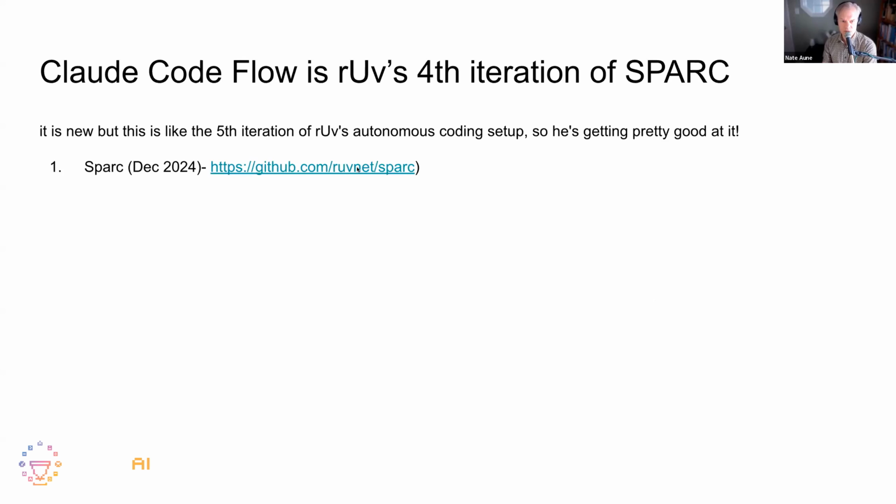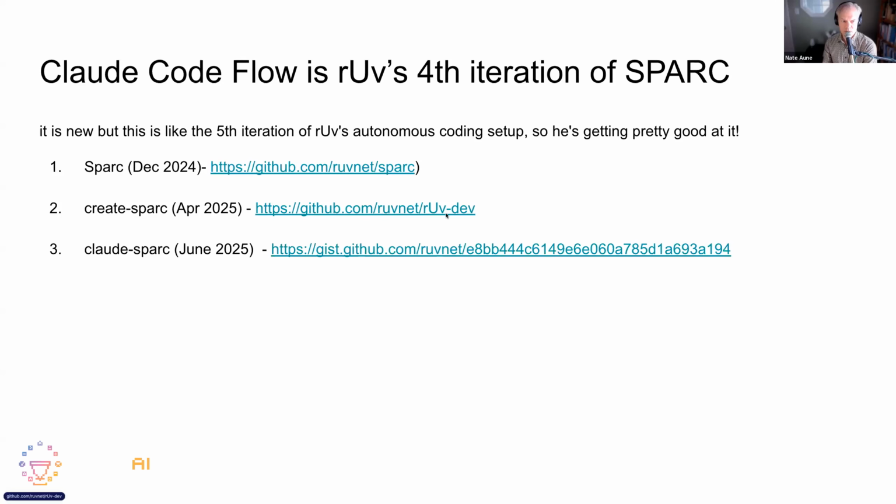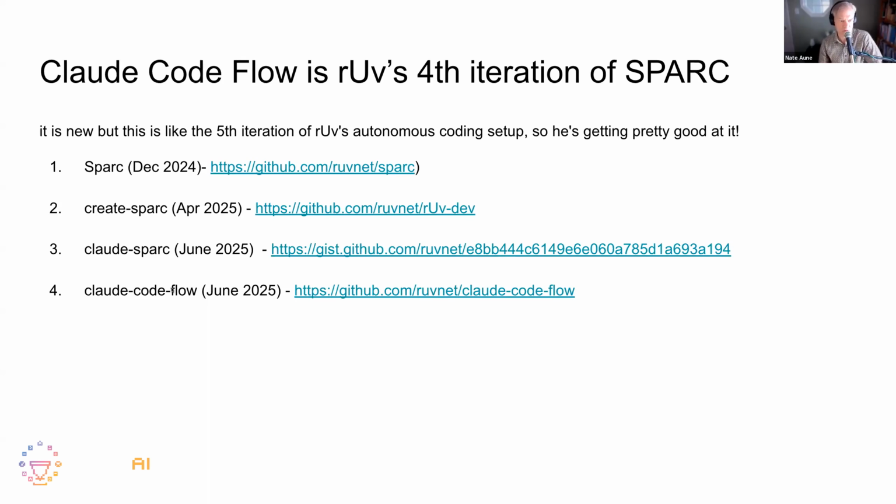So in December, he launched this thing. This was like the very first version. Then he created this Create SPARC back in April. And then in June, earlier this month, he created something called Claude SPARC, which is just like a shell script. And then he created Claude Code Flow, which is based on the learnings. I think Claude SPARC was kind of just a test, a proof of concept: could this be done? And then he sort of systematized and productized it with Claude Code Flow.